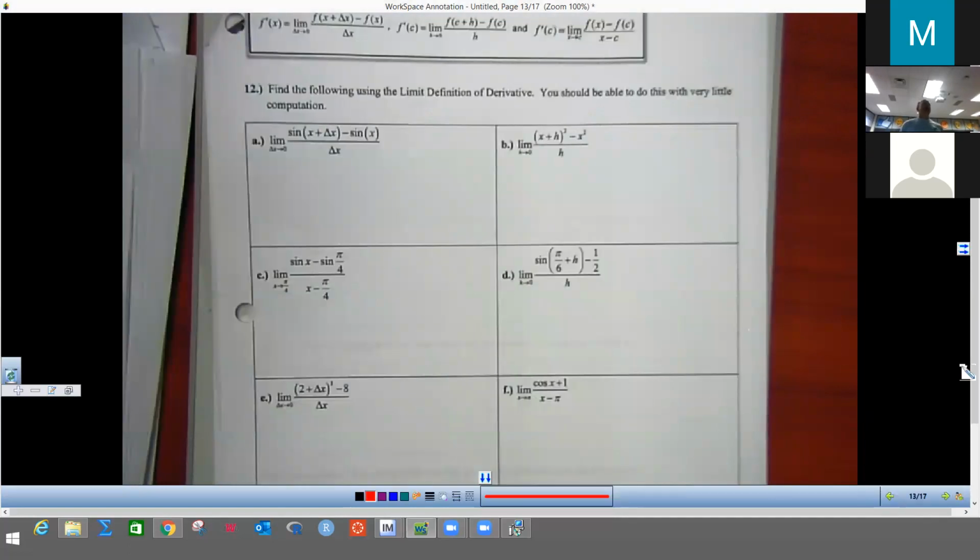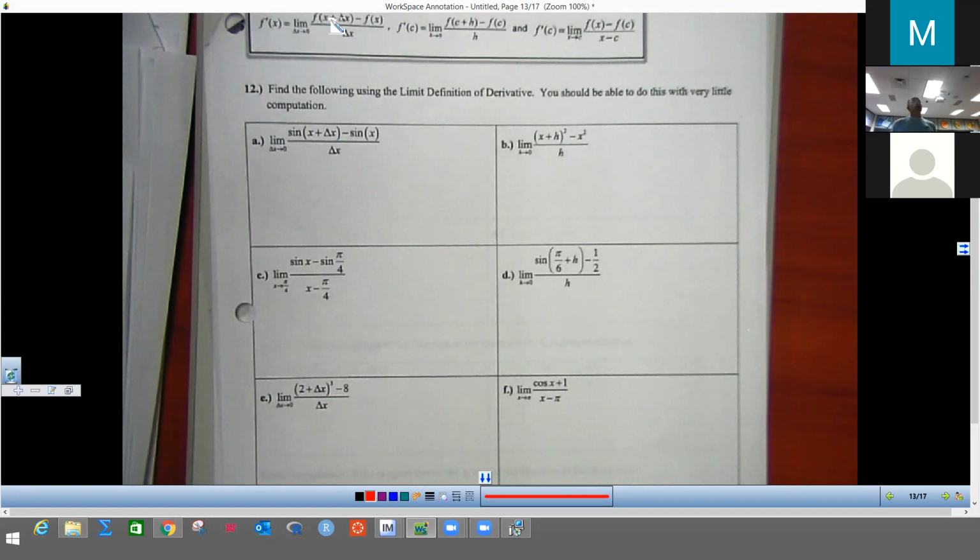So 12H. What I'm looking at is I want to figure out of all these things up here, which one does it represent? This first thing right here is the definition of a derivative. And then this is an alternate form of the derivative.